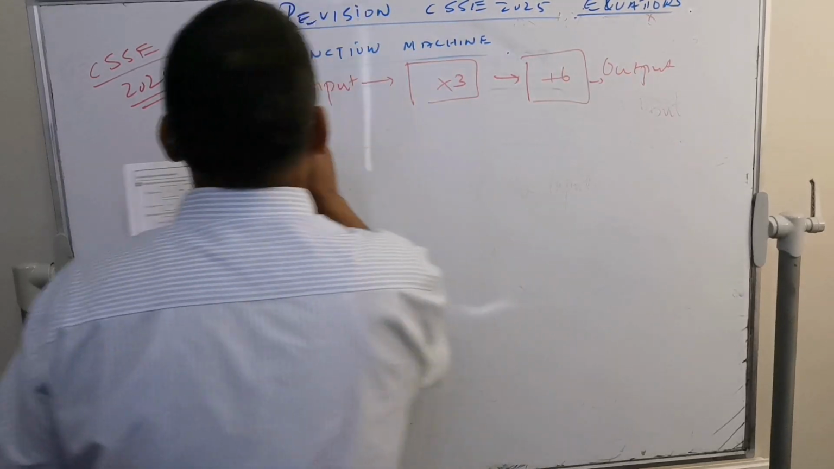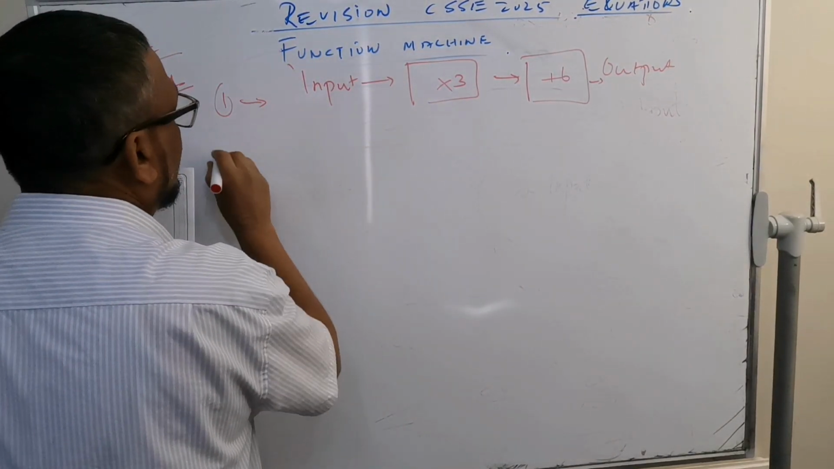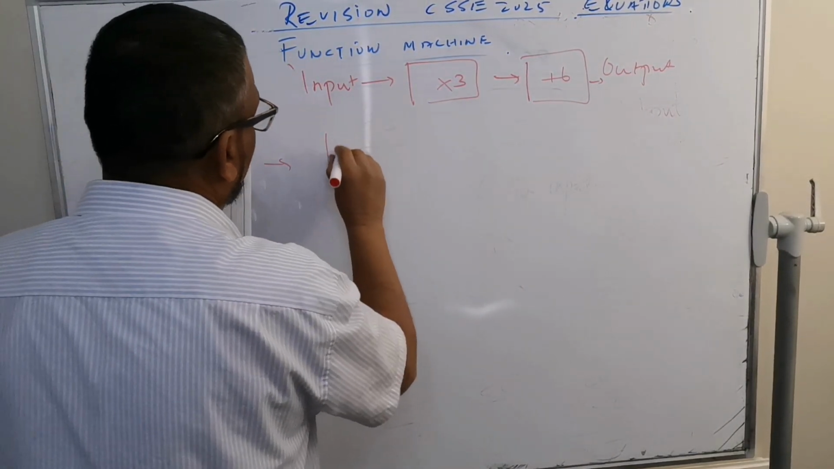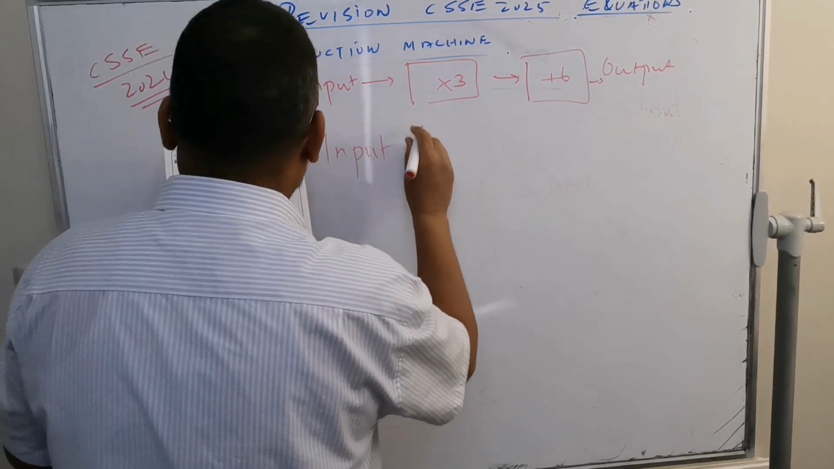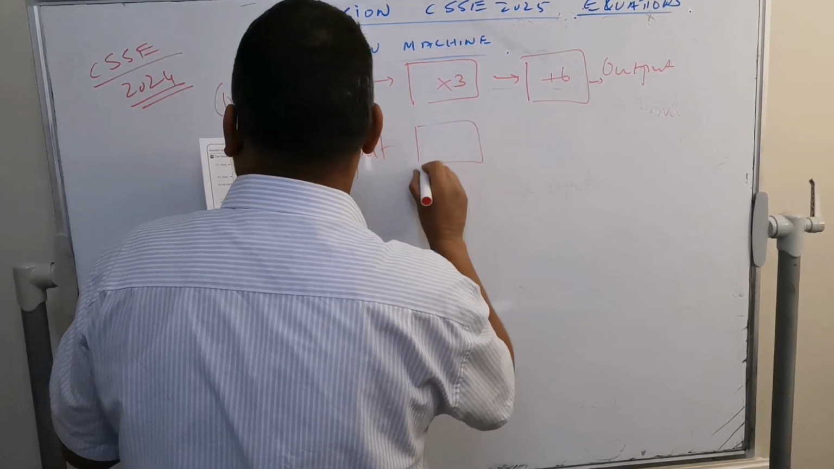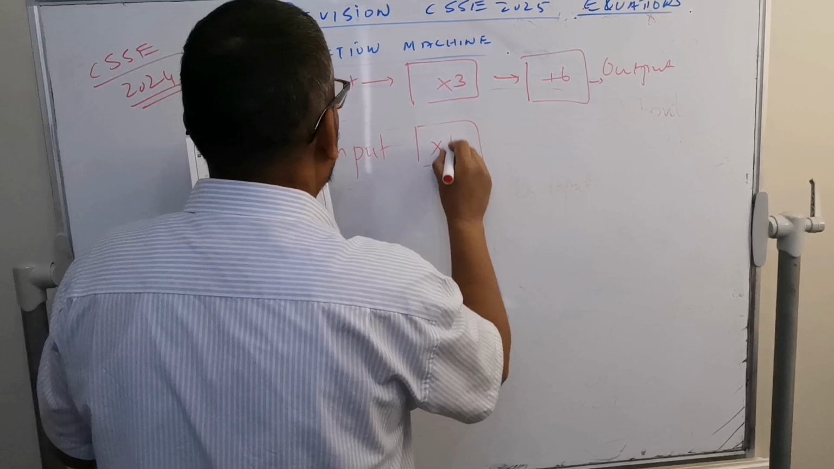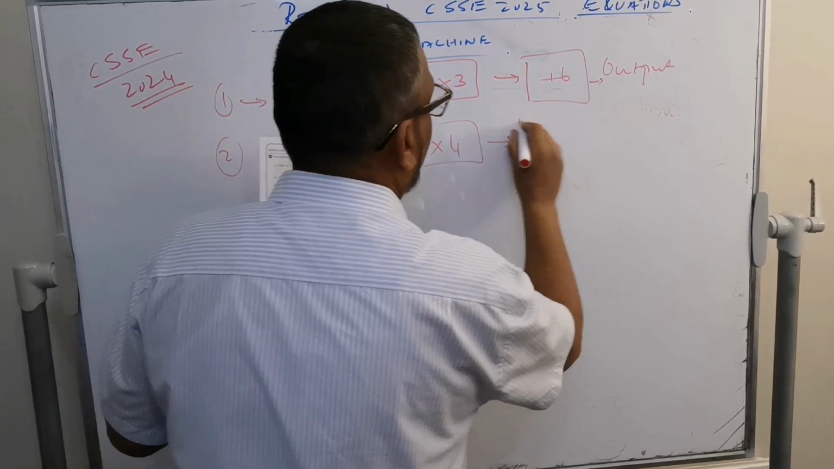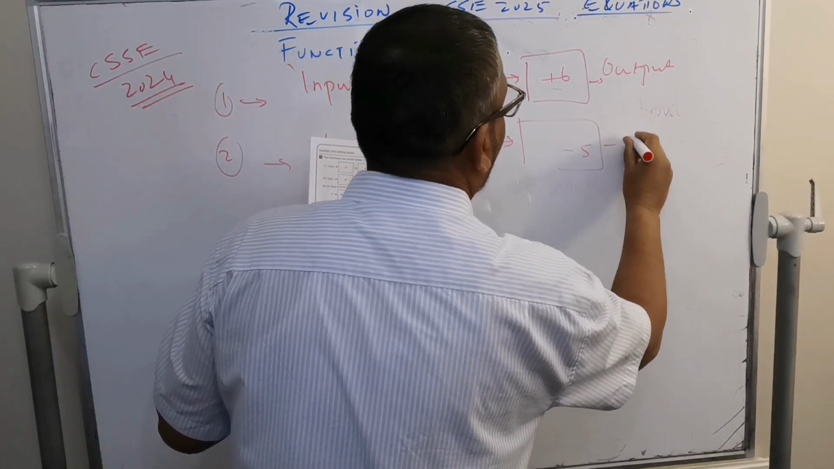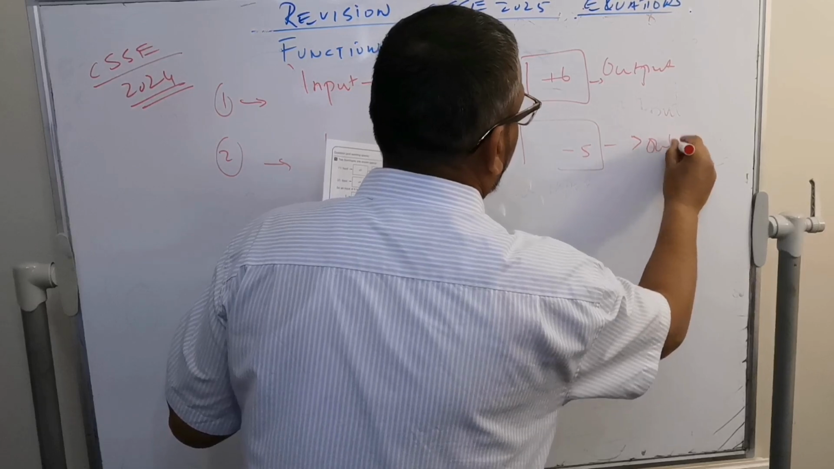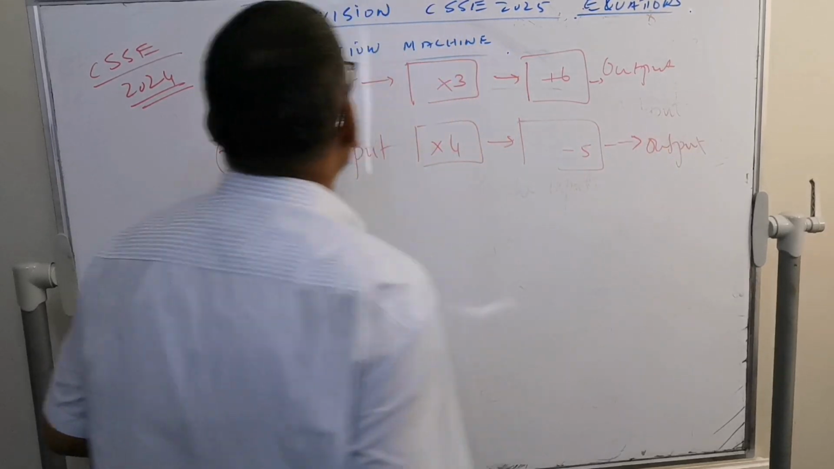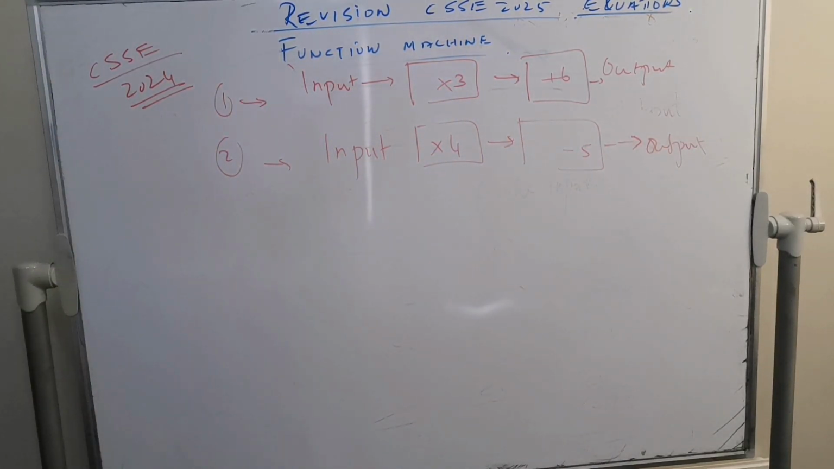So this is the first machine, and the second one is: input, times 4, and minus 5, and output. So these are the two machines given, okay, 2024 questions.